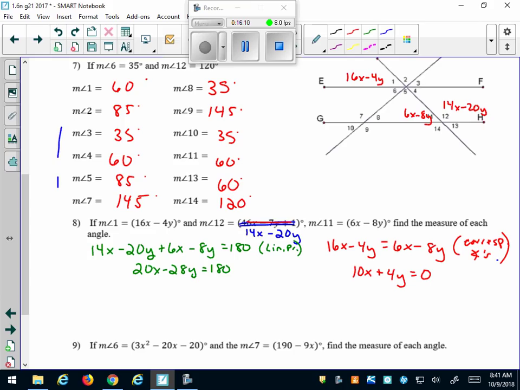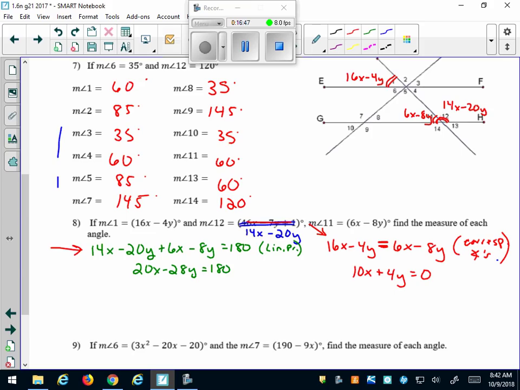we have to notice here that we have two variables, so we need to write two equations. So we need to look at the different relationships here. I can relate 11 and 12 because they're a linear pair, and linear pairs add up to 180. So here's my first equation: measure of angle 11 plus measure of angle 12 equals 180. And then I can relate angle 1 to angle 11 because they're corresponding angles, and corresponding angles are congruent to each other, so that makes the measures equal. There's my second equation right there.